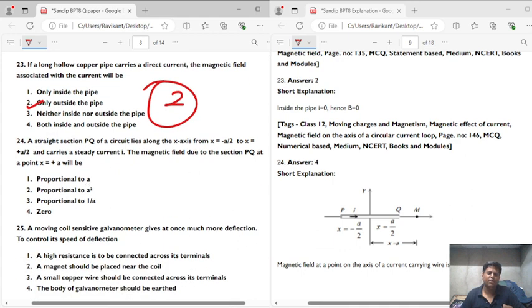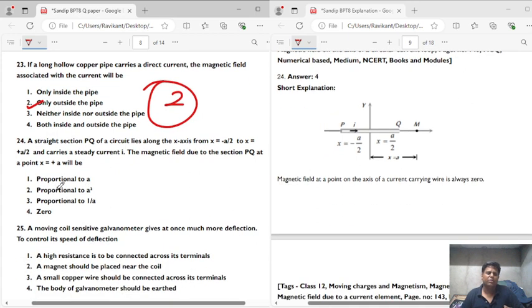Now let's see question number 24. It says that a straight section PQ of a circuit lies along the x-axis from x equals minus a by 2 to x equals plus a by 2 and carries a steady current I. The magnetic field due to the section PQ at point x equals plus a will be. This arrangement is shown in this diagram: this is the y-axis, this is the x-axis, and the straight section PQ is placed on the x-axis with one end at x equals minus a by 2 and the other end at x equals a by 2.